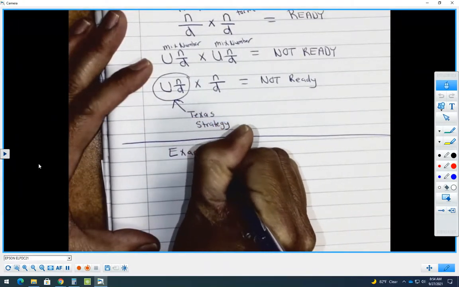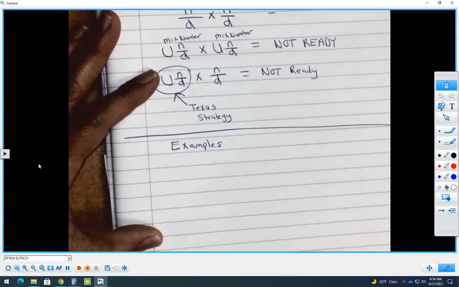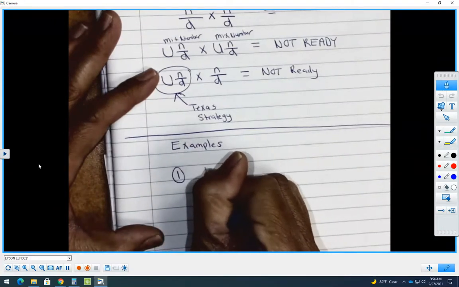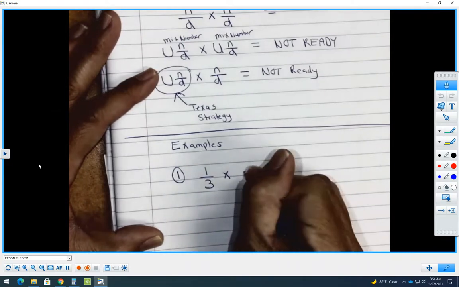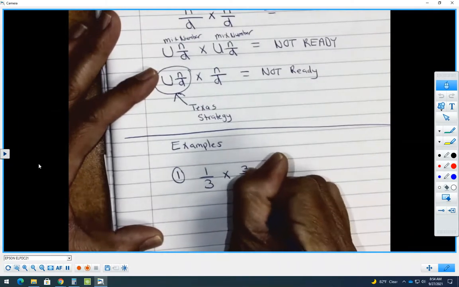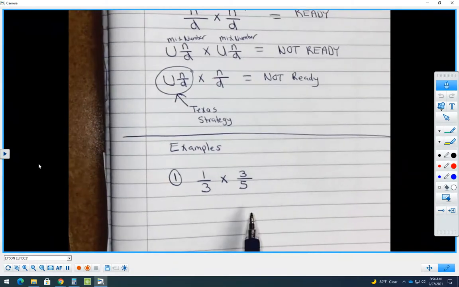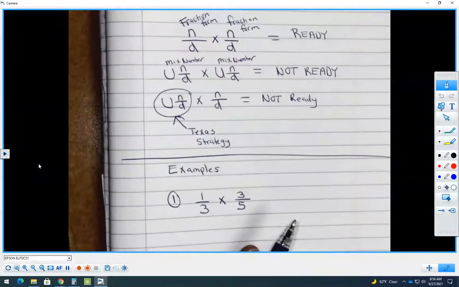And I'm gonna start doing some examples of multiplying fractions so that you kind of get the hang of this, hopefully. Number one, we have 1/3 times 3/5. So again, your first job is to check if they're ready. Do you think these are ready? Yes or no?